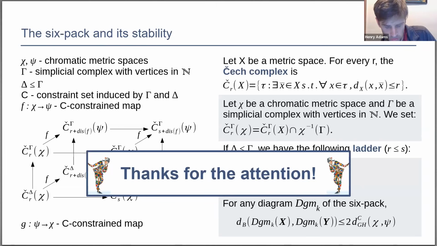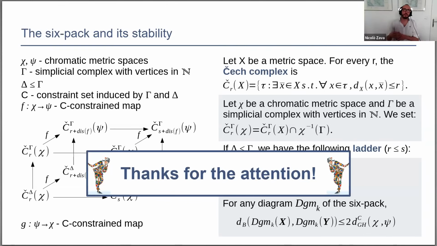I'll start with one. Is there a chromatic version of the Hausdorff distance? Of course, the standard Gromov-Hausdorff distance relates to Hausdorff, and you could infimize over all possible isometric embeddings. Absolutely. There is. It's again a C-constrained Hausdorff distance.